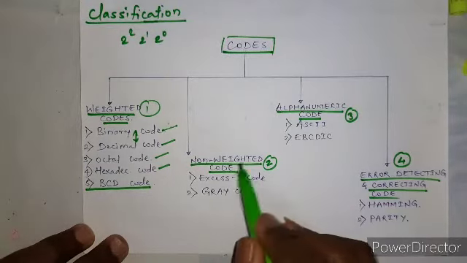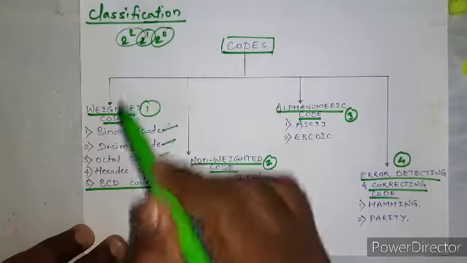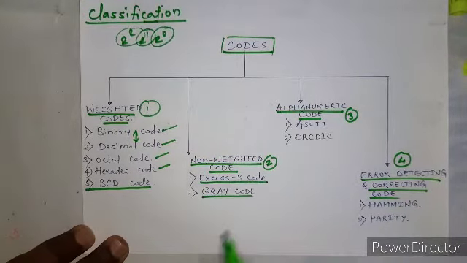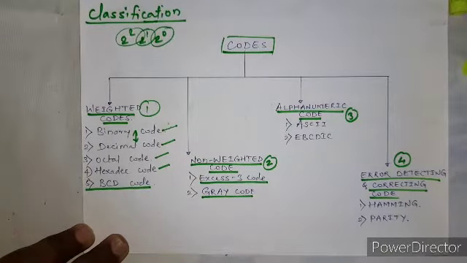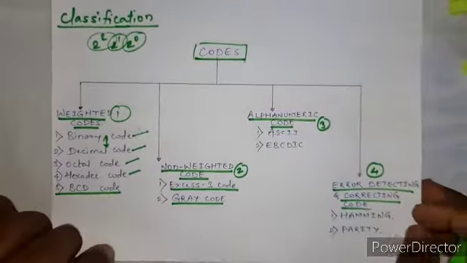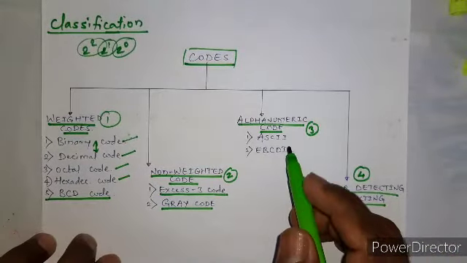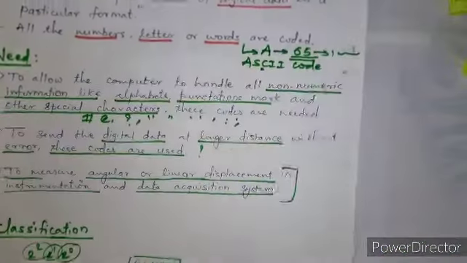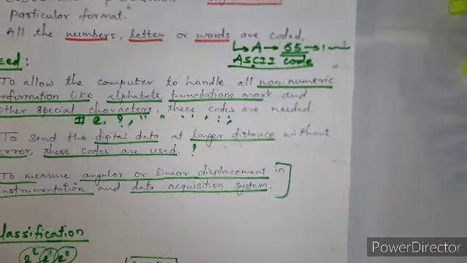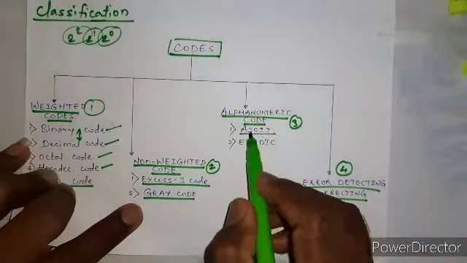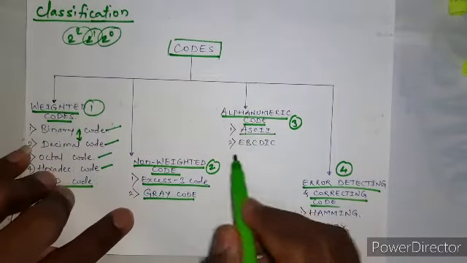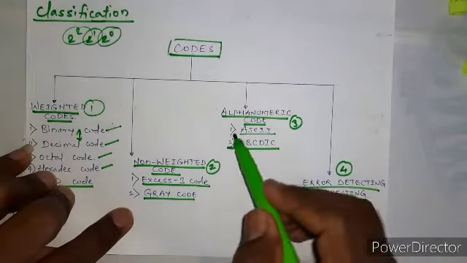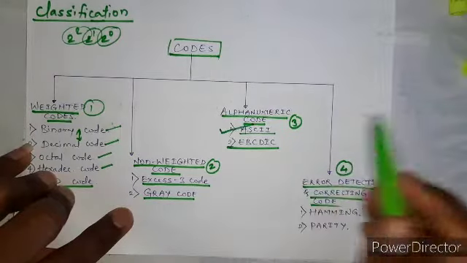Then non-weighted code. They don't have this weightage. They are called XS3 code or Gray code. We will come to that in upcoming lectures. Alphanumeric code, ASCII code, that's what we have just discussed: American Standard Code for Information Interchange, and EBCDIC. But as far as our syllabus is concerned, we are limited to the ASCII code.